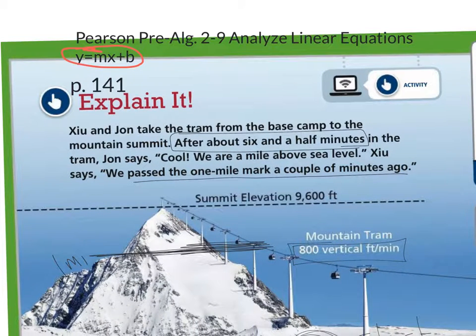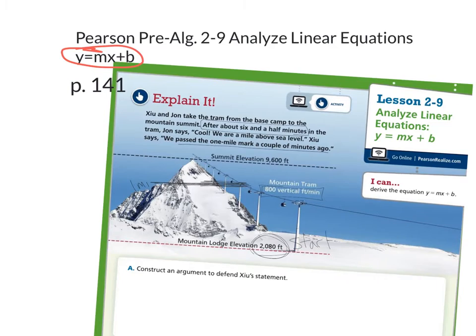So on page 141, we have Zhu and John take the tram from the base camp to the mountain summit. After about 6.5 minutes in the tram, John says, cool, we are a mile above sea level. Zhu says we passed the 1 mile mark a couple minutes ago. So construct an argument to defend Zhu's statement.